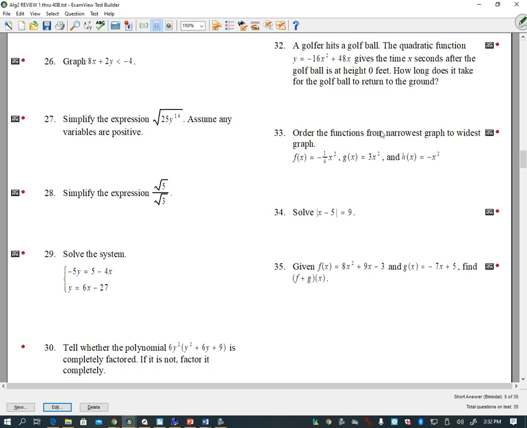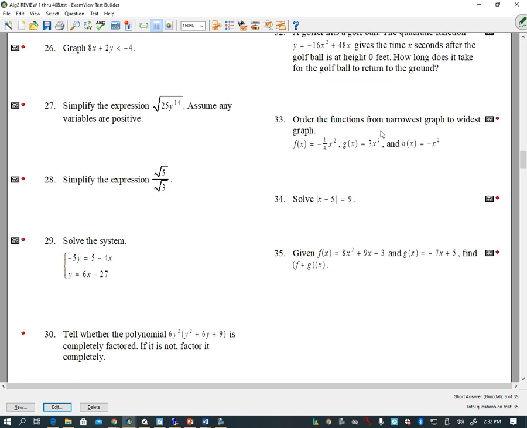Okay. It just simply says graph 8x plus 2y is less than -4. What do I have to do before I can graph it? Solve for y. So we're trying to put it in slope-intercept form. Great. So Raven, what's the first step in getting that into slope-intercept form? Subtract 8x to move it to the other side. So I've got 2y is less than -8x minus 4. Do you agree with that?